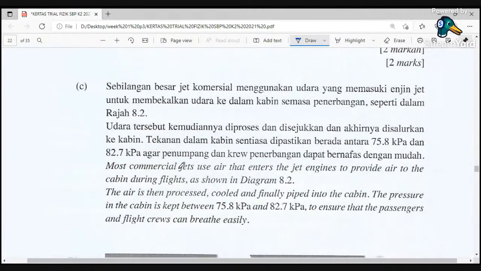You can see most commercial jets use air that enters the jet engine to provide air to the cabin during flights. The air is then processed, cooled, and finally piped into the cabin. The pressure in the cabin is kept between 75.8 kilopascal and 82.7 kilopascal to ensure that passengers and flight crews can breathe easily. Okay.